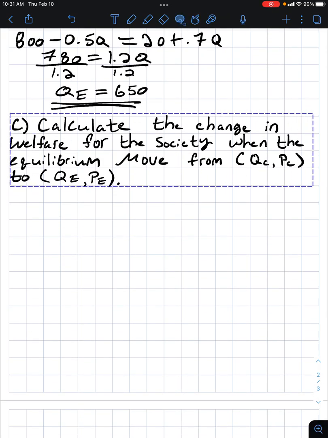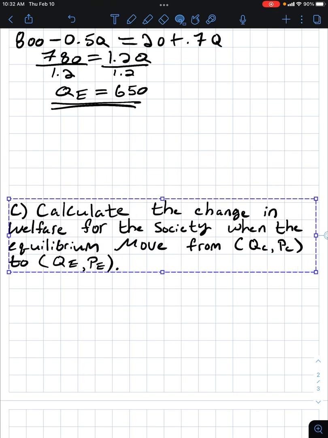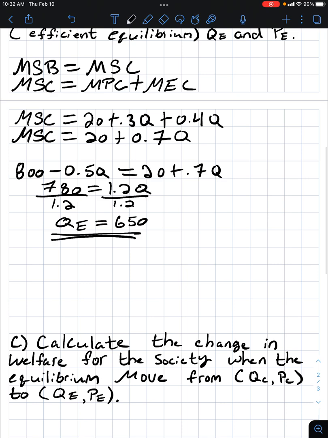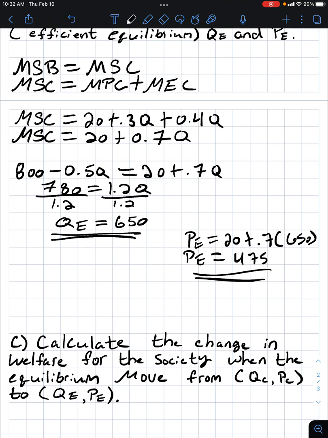And to solve for PE, we can just plug our QE value into either the marginal social benefit or the marginal social cost equation. We'll just plug it into our marginal social cost equation. So we get a PE equal to 20 plus 0.7 times 650. And we get a PE value of 475.